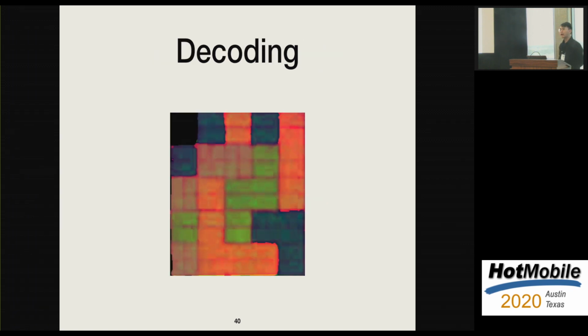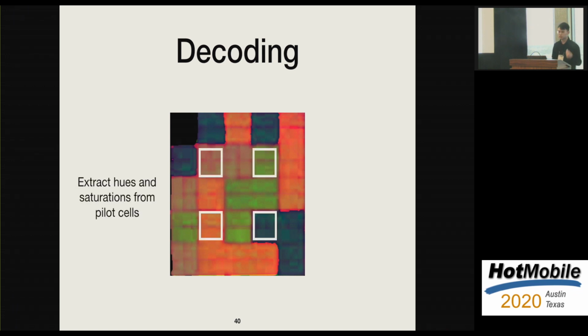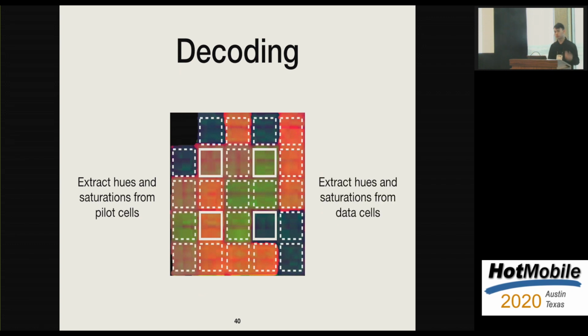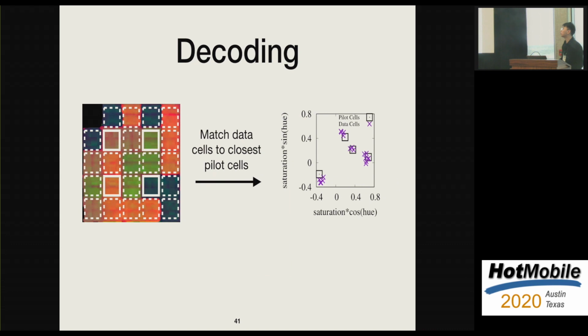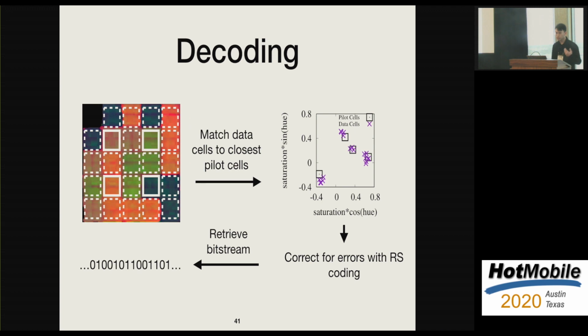Since we already have the canonical view and we know where the pilot cells are, we can easily extract the hue and saturation from the pilot cells. And of course, we can also extract the hue and saturation from the data cells. Then we compute the Euclidean distance between the data cell and pilot cells and match each data cell to the closest pilot cell. And after the error correction, we can retrieve our bit streams.